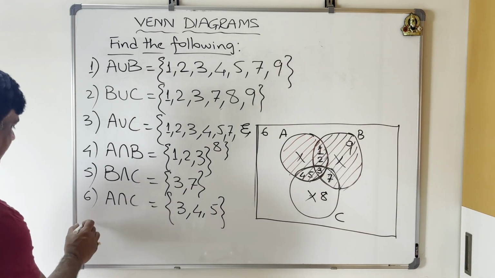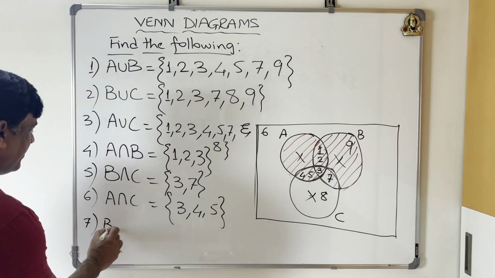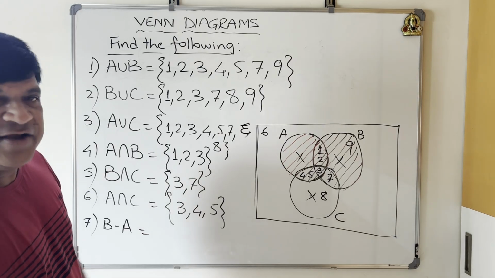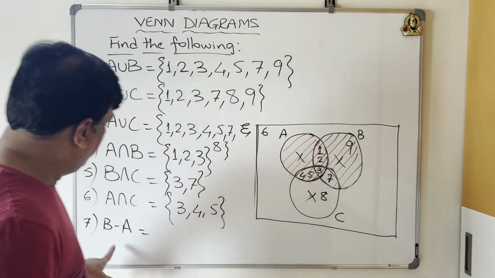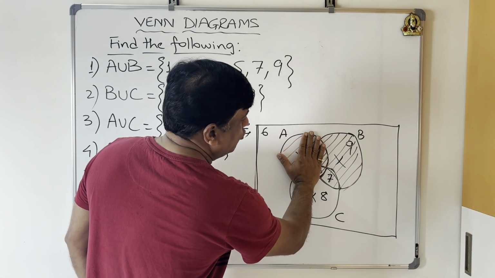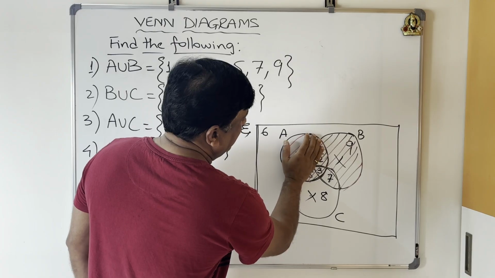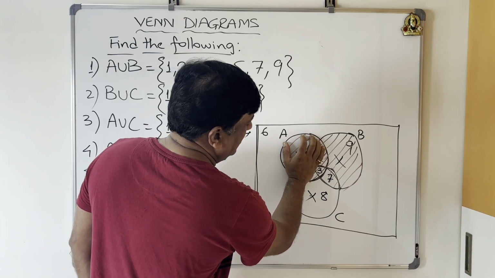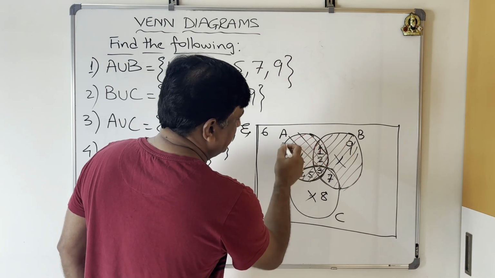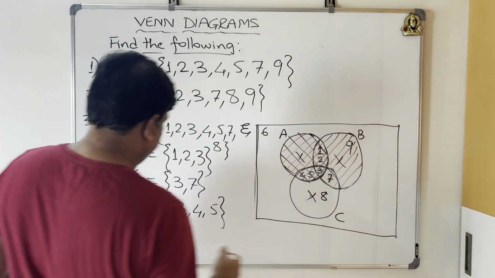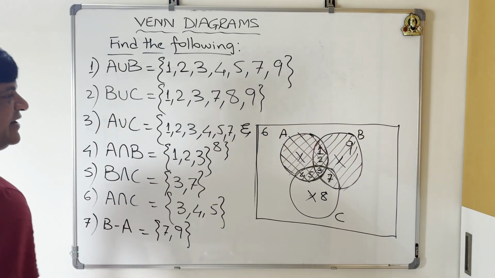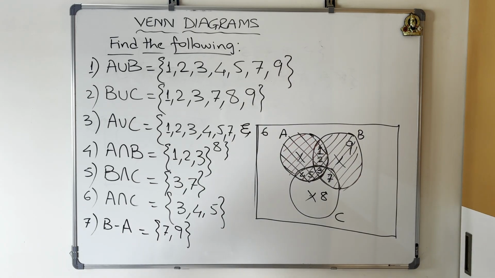Now, one more thing over here. If you want to calculate B minus A, can somebody tell me what is B minus A? Can you guys guess it? Whenever you get these kinds of problems, B minus A, what you need to do is just close A. You don't need A. They are saying remove A completely. So what are you left with? You are left with only 7 and 9. That is what you are left with.